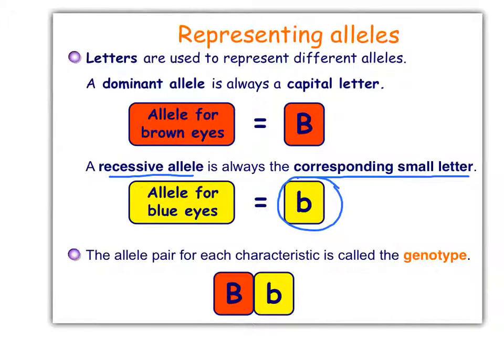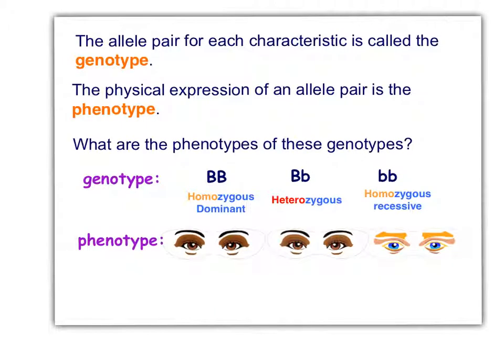When the allele pair come together, so one from your mother, one from your father, for each characteristic we call it the genotype. So we could have big B, big B, so homozygous dominant. We could have big B, little b, so heterozygous, or we could have a genotype little b, little b, so it's homozygous recessive. So the allele pair for each characteristic is called the genotype. The physical expression of the allele pair is called the phenotype.